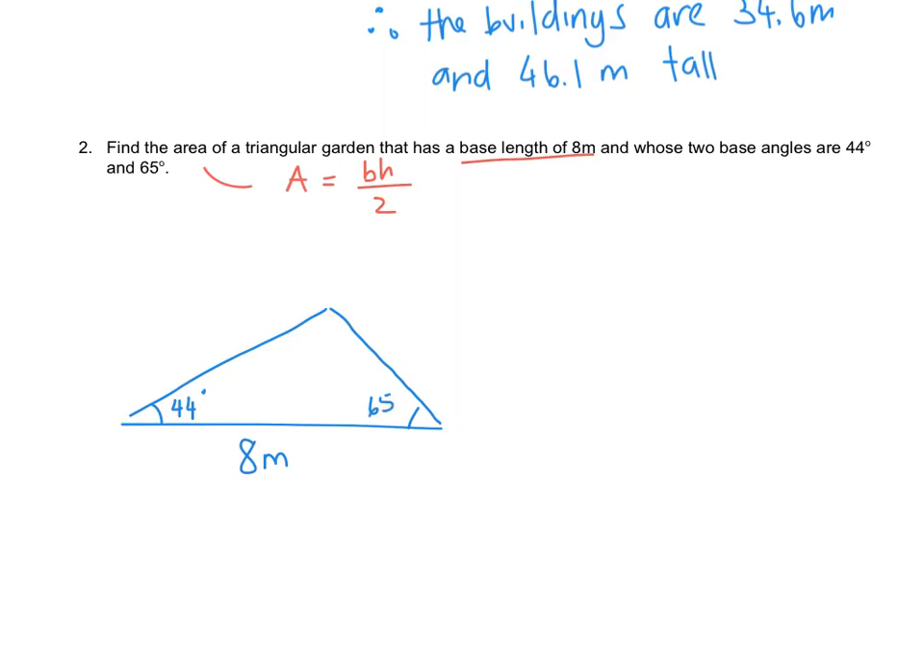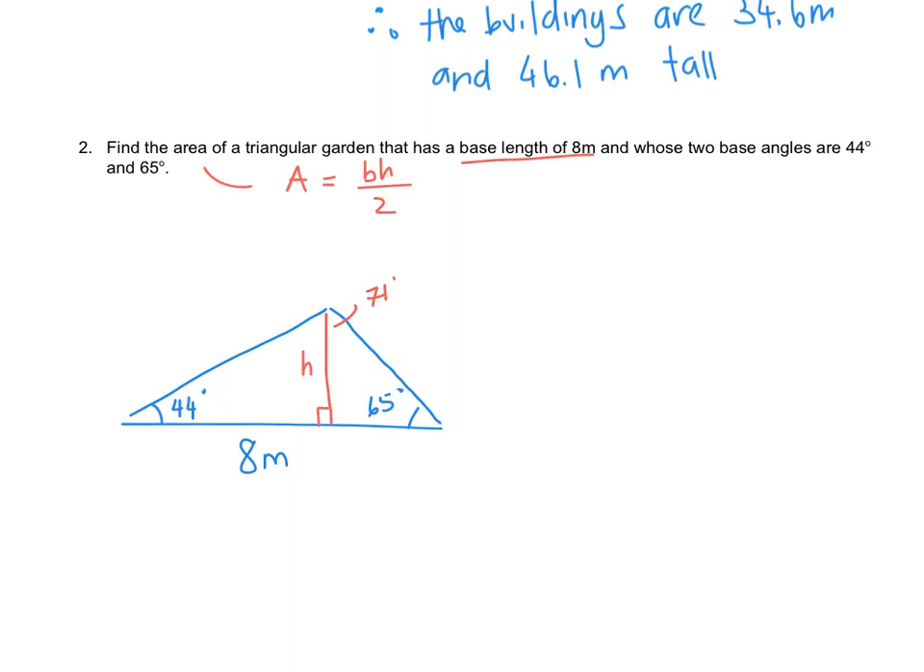And the minute I have those two angles, I am going to go ahead and do 180, subtract 44, subtract 65 to get this top angle as well in case I need it. So that's going to be 71 degrees. Now, because my goal is to find the area, I know I need to find the height of this triangle. So I'll label that H.